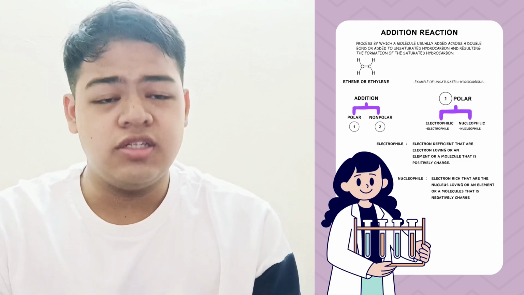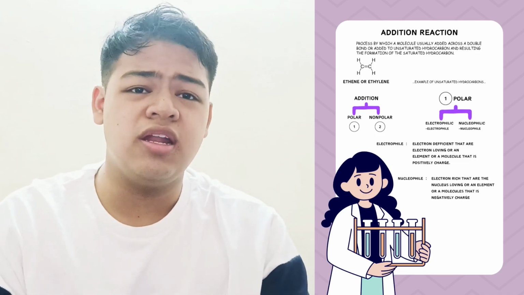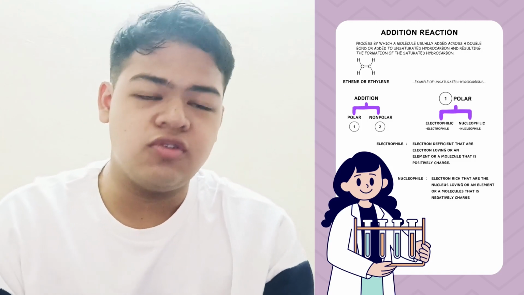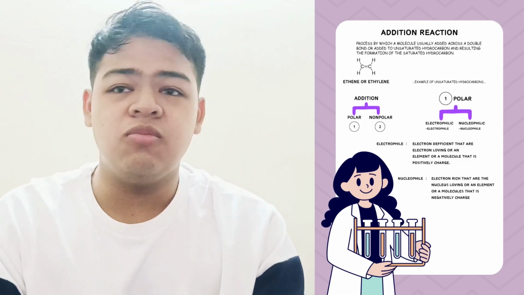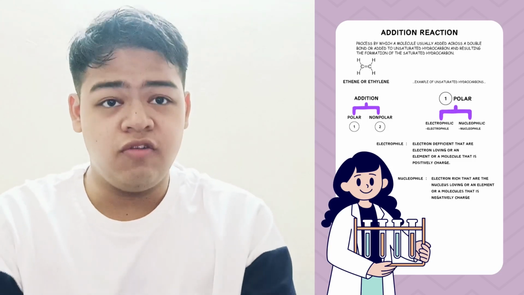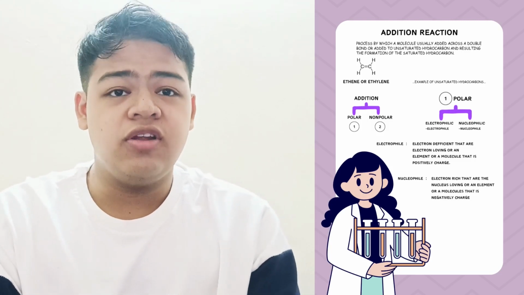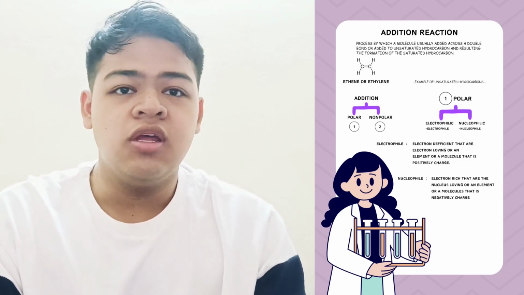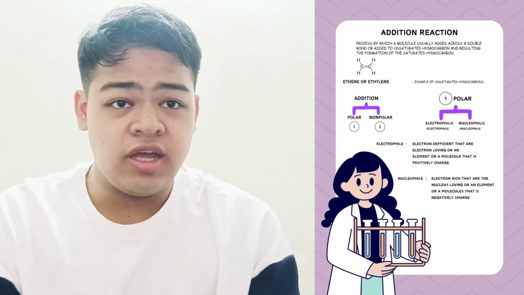For the addition reaction, we have 2 types, which are polar and non-polar. In polar, we can classify into two, which are electrophilic addition and nucleophilic addition. Both of them have something called electrophile and nucleophile. Electrophile means electron deficient, which loves the electron, while nucleophile is the other way around. It is electron rich and loves the nucleus.